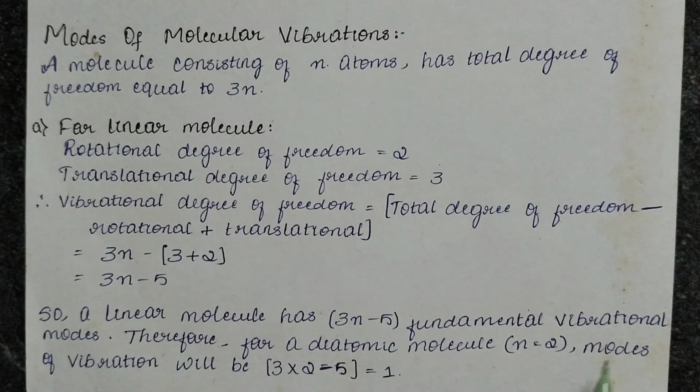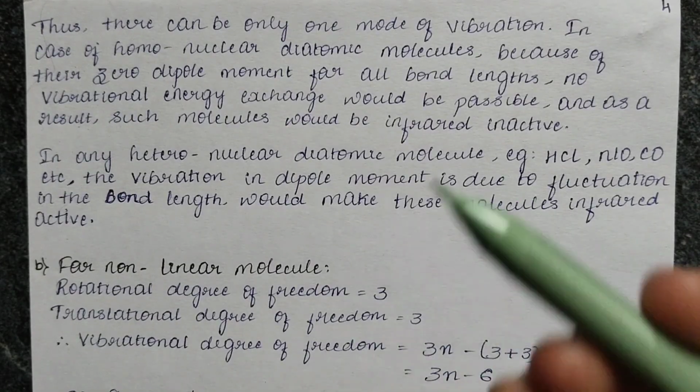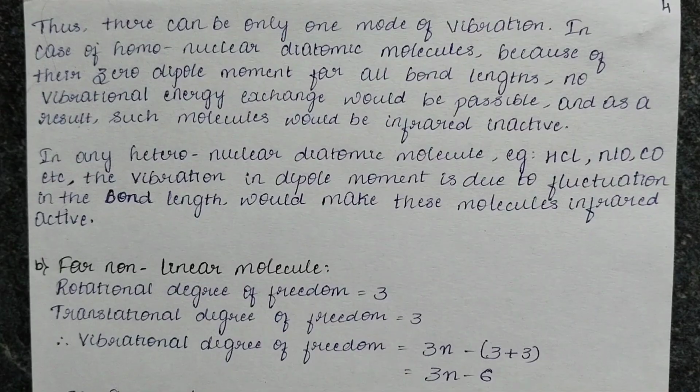So a linear molecule has 3n minus 5 fundamental vibration modes. Now we will consider a diatomic molecule. When it is a diatomic molecule, obviously the value of n will be equal to 2. Substituting 2 in place of n in the equation 3n minus 5, that is 3 into 2 minus 5, we get the answer 1. So the number of modes of vibration that the molecule can possess is 1. We'll see a few more examples related to this. Before directly going into the examples, let's also see non-linear molecules and polyatomic molecules.